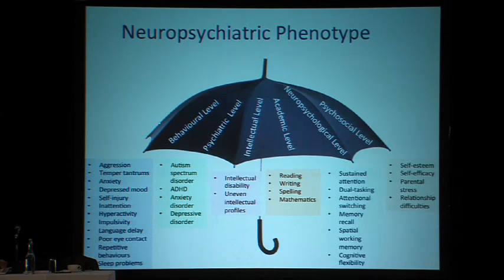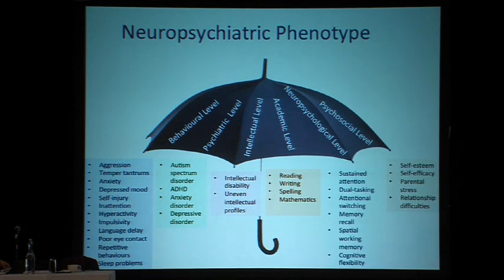If you look at our image here at a behavioral level, individuals report difficulties with aggressive outbursts, anxiety, depressed mood, self-injury, repetitive behaviors. At a psychiatric level, as I mentioned, up to 50% of people will also have an autism spectrum disorder. There's also very high rates of ADHD. And then we're also seeing anxiety disorders and depressive disorders.